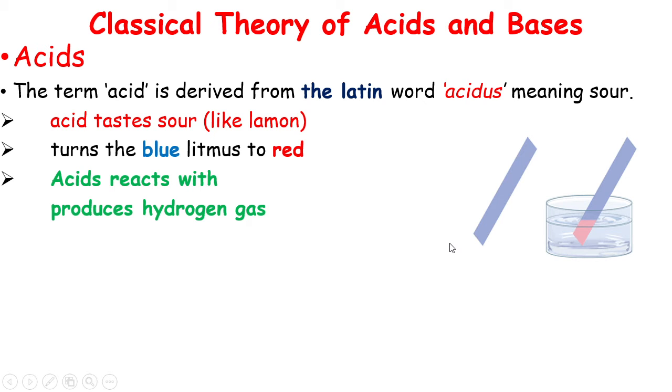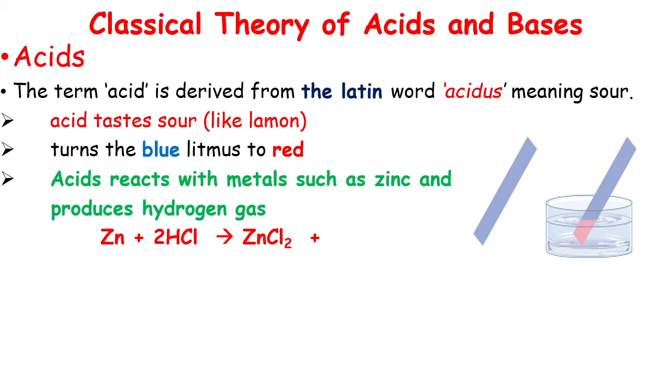Acids react with metals such as zinc, producing hydrogen gas. Zinc reacts with hydrochloric acid. It gives zinc chloride and hydrogen gas. Here the hydrogen gas is liberated.